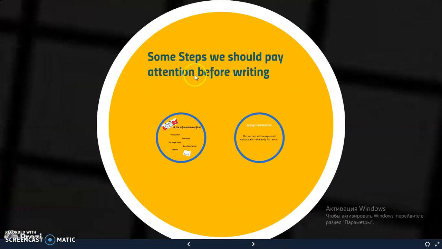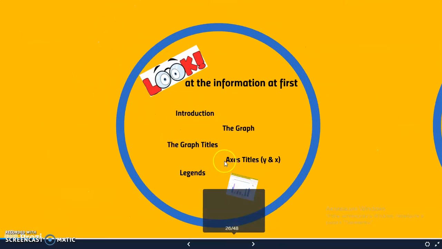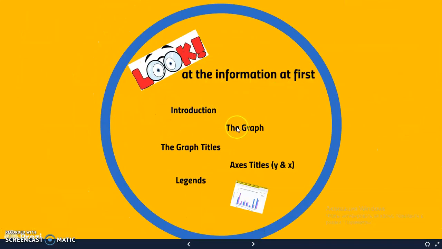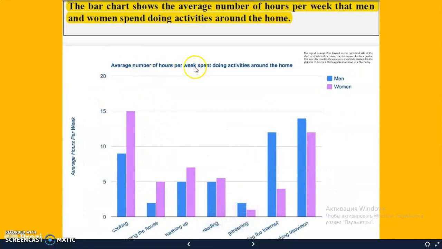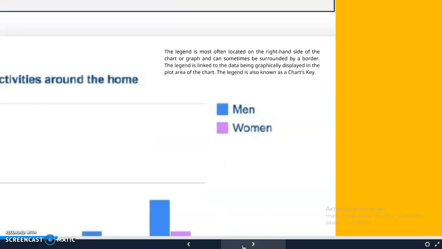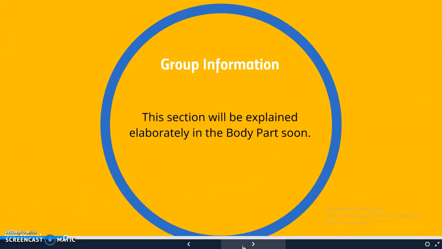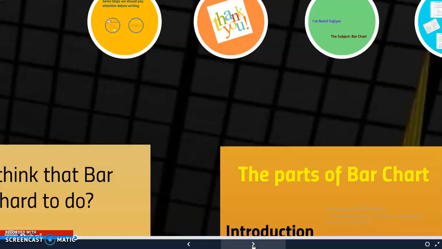So there are some steps we should pay attention to before writing. First of all, look at the information at first: introduction, the graph titles, X and Y directions, and legends. So average number of hours per week spent doing activities around the home, men and women. Here we have the activities, and per week average hours, men and women. So group information, you will have to group the information. This section will be explained elaborately in the body part later.